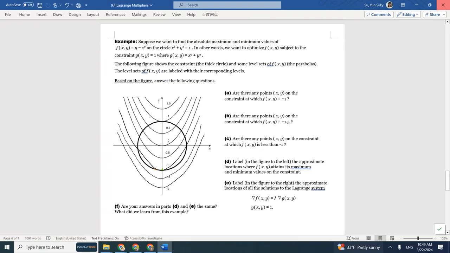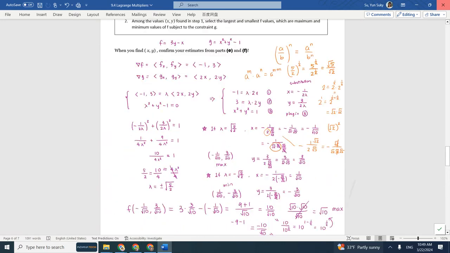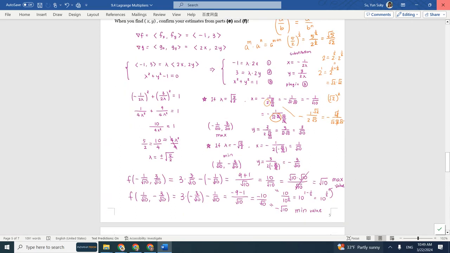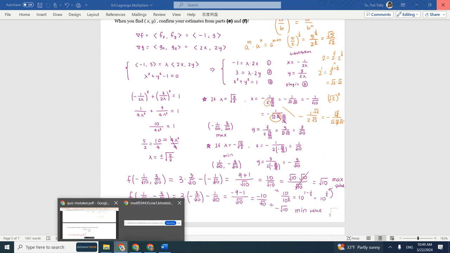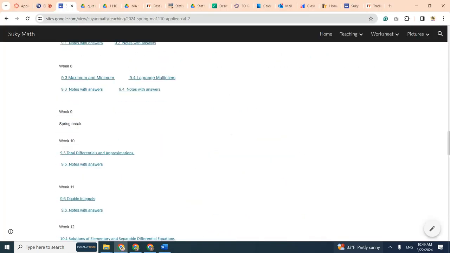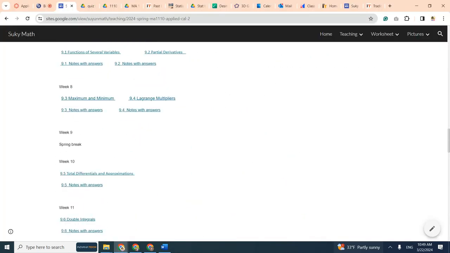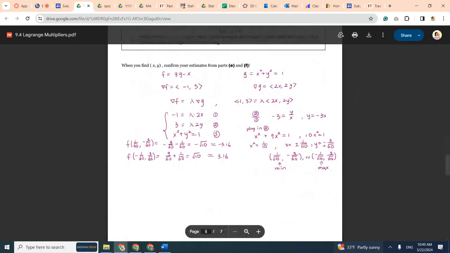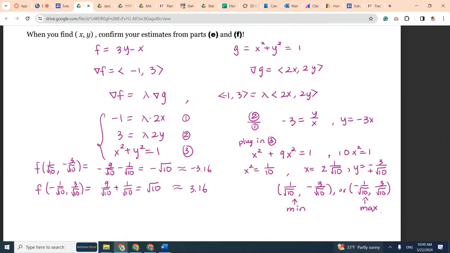But you understand the idea. You set up the system and you compute the gradient of f, the gradient of g, and then you need to solve the system of equations using algebra techniques. So here you gotta practice more problems. And before you go, I want to show you, I realized my notes use a different method, so I want to explain to you the other method.